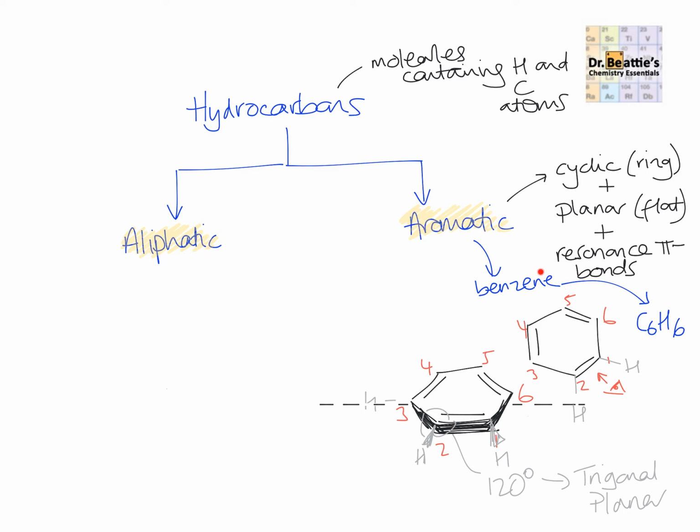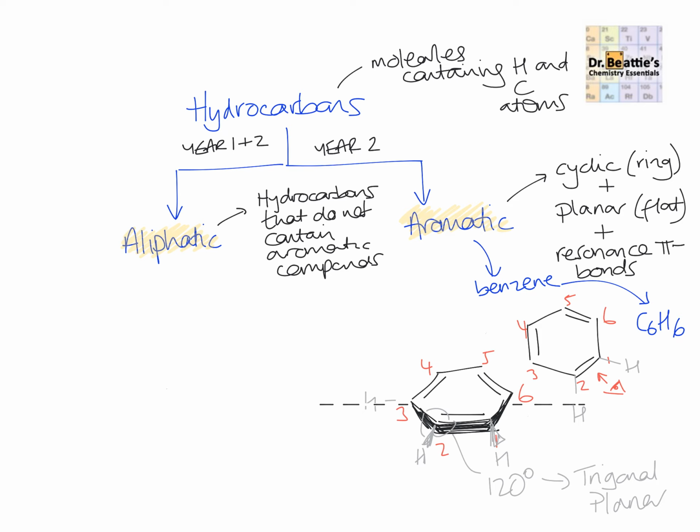Now, aromatic and benzene chemistry is new for year 2. What you've been focusing on in year 1 is aliphatic chemistry. Now, aliphatic can basically be seen as anything that doesn't contain aromatic compounds. And within aliphatic hydrocarbons, we can class them in different ways. We can call them linear or straight chain.